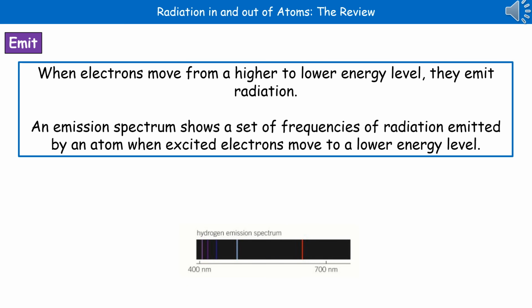Once we've excited these electrons to their higher energy level, they don't stay there forever. They will move back to the lower energy level, and as those electrons move from higher to lower energy levels, they emit radiation. So we can produce an emission spectrum, like the one at the bottom there, that shows the set of frequencies of radiation being emitted by an atom as those excited electrons move to the lower energy levels. All we've got there are the lines of the actual frequencies being emitted.